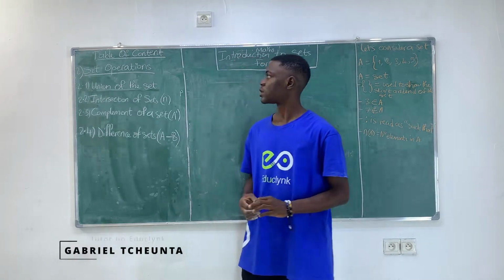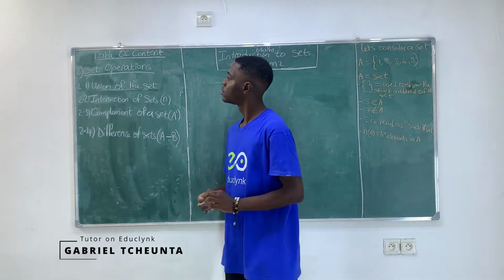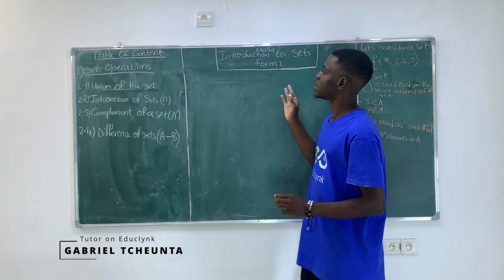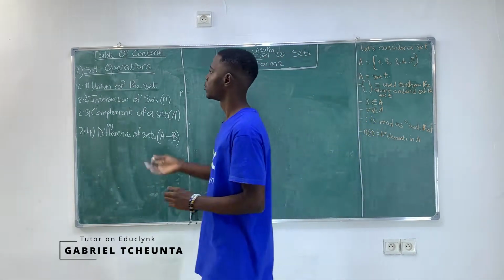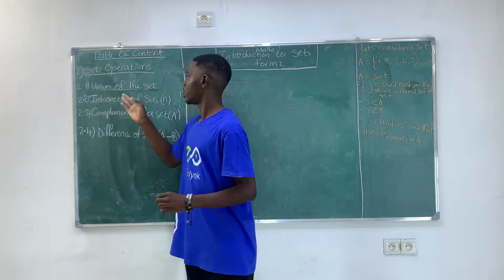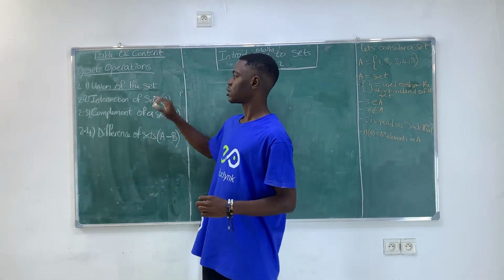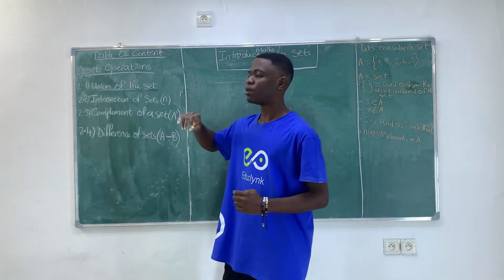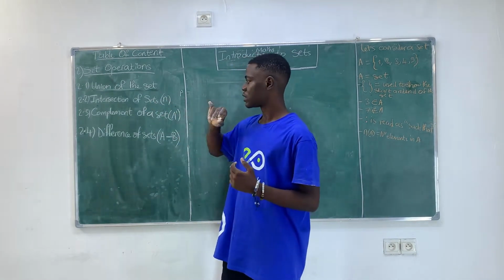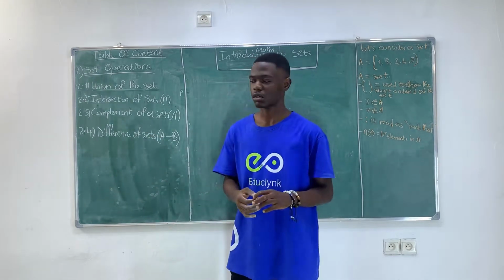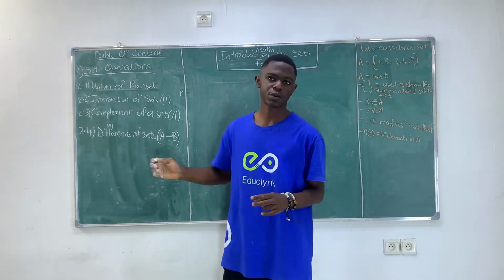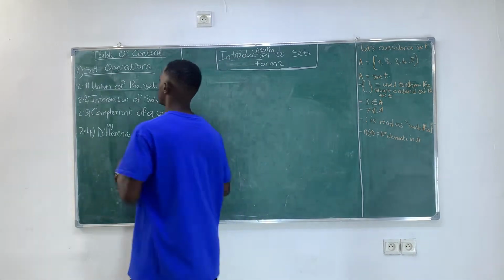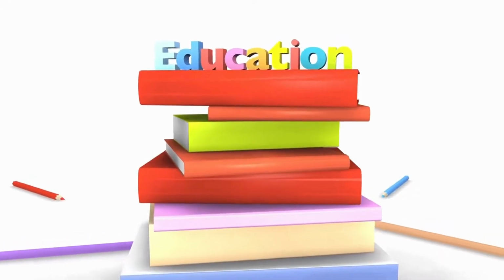Alright, now we are doing the second part of introduction to sets, which is set operations. So here we have the union of sets, the intersection of sets, the complement of a set, and the difference of sets, or the difference between sets. So we start with the first one, 2.1.